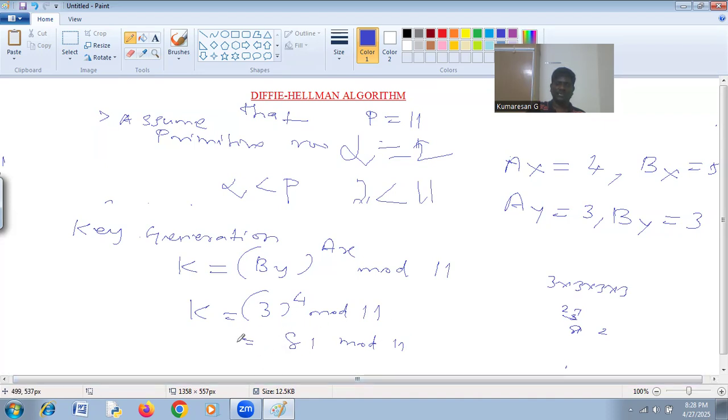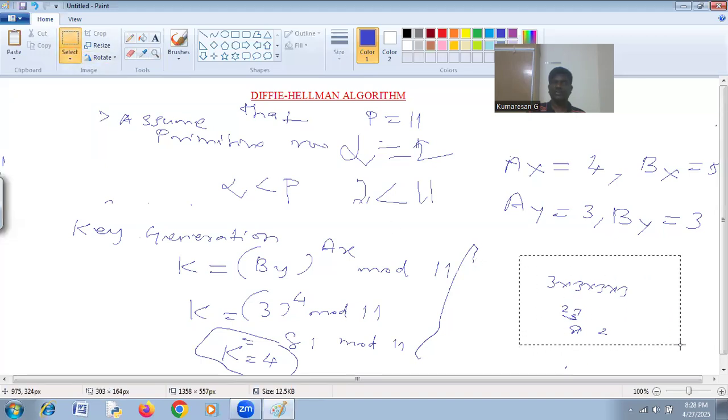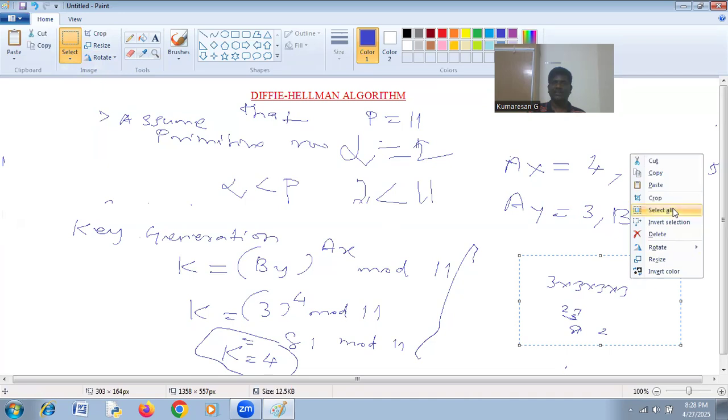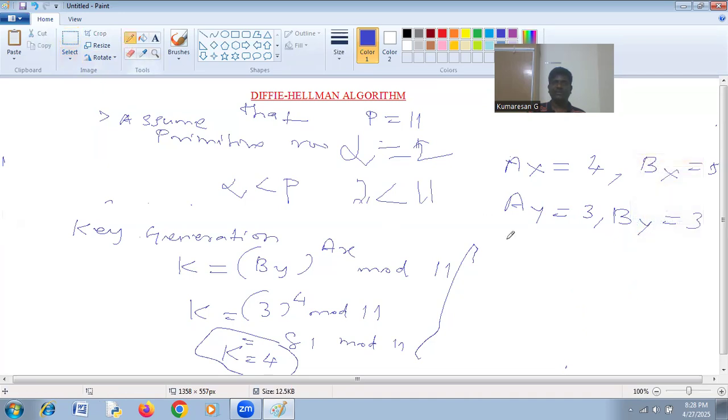So the sender side key is 4. Now we need to calculate the receiver side keys. How do we calculate the receiver side keys? Similarly, we will calculate them on the receiver side.